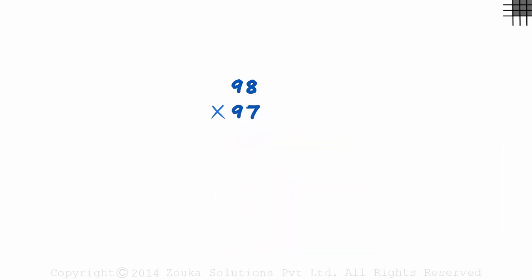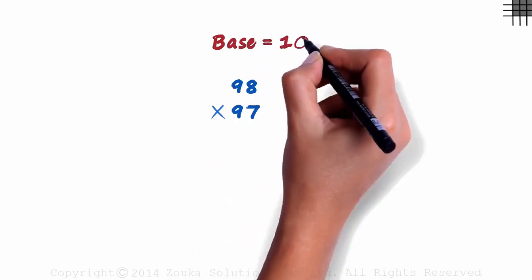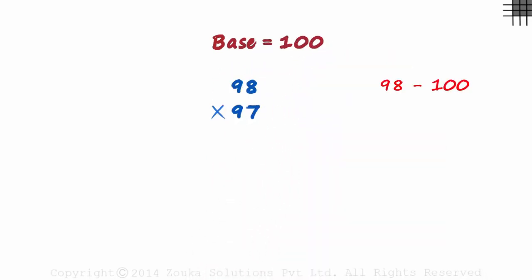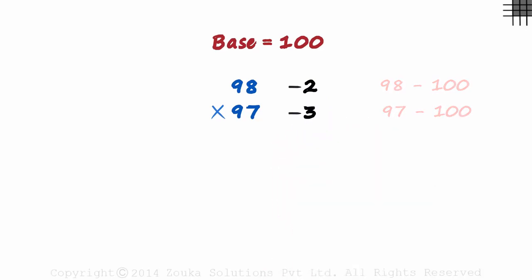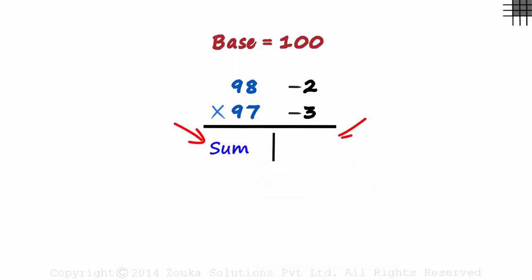Say we want to multiply 98 with 97. Both these numbers, as we can see, are close to 100. So the base is 100 here. 98 minus 100 is minus 2. And 97 minus 100 is minus 3. Then we make a partition. On the left, we write the sum, and on the right, we write the product.